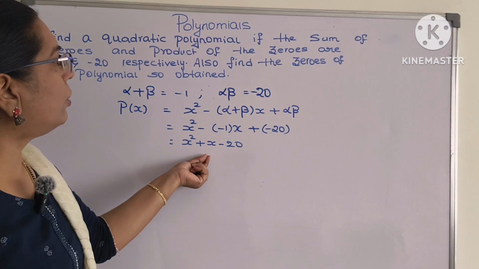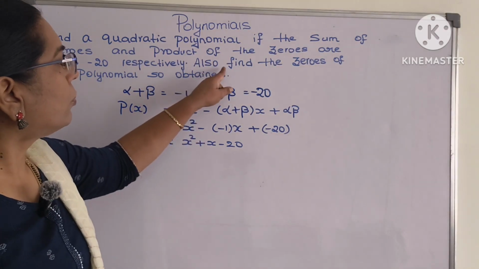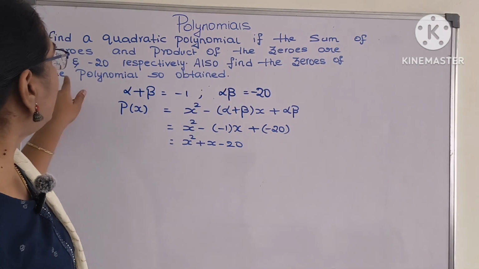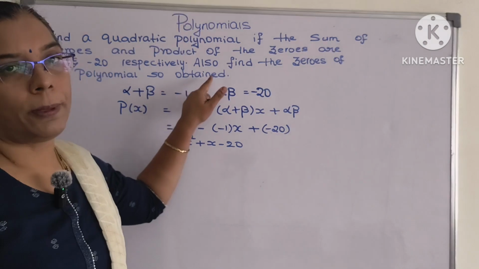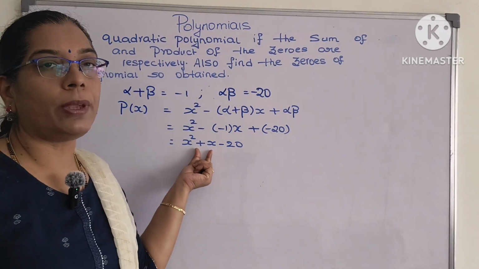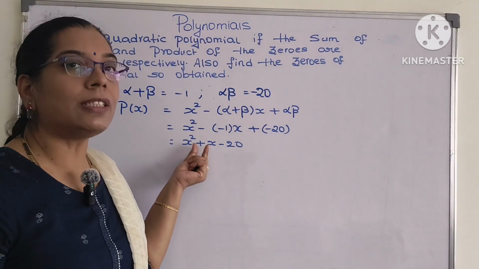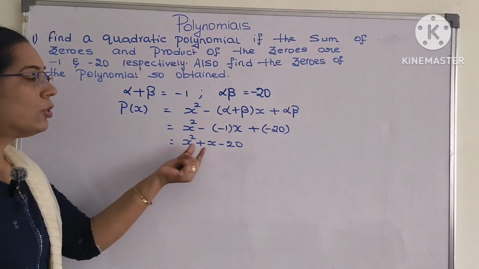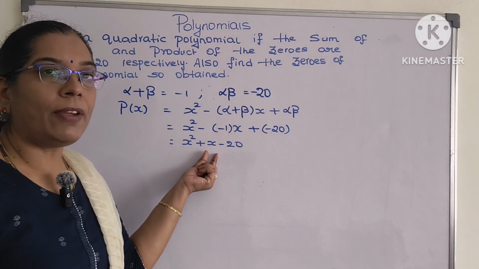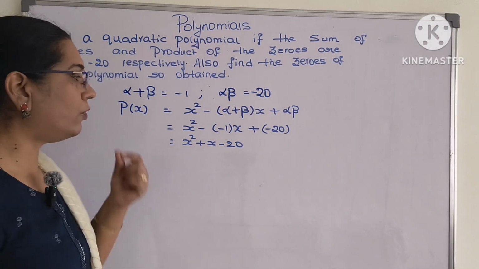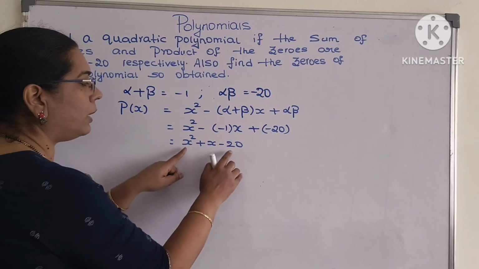Now there is a second part to this question also. The question is: find the zeros of the polynomial so obtained. Now we have the polynomial. They are asking us to find the zeros of this polynomial. So which method will we apply for this? It is the splitting of the middle term. So how do we do that?